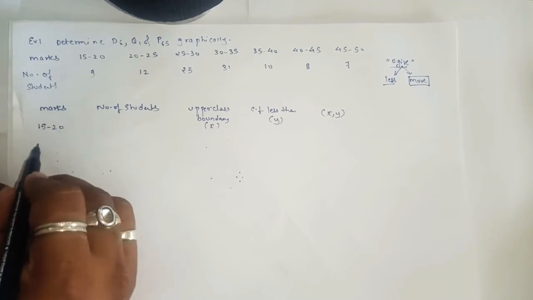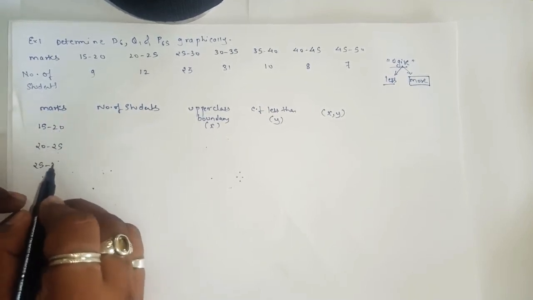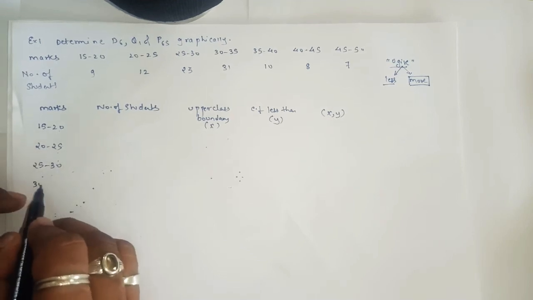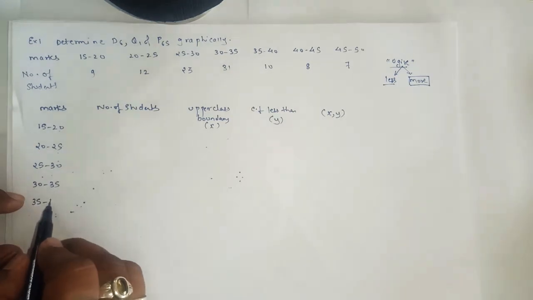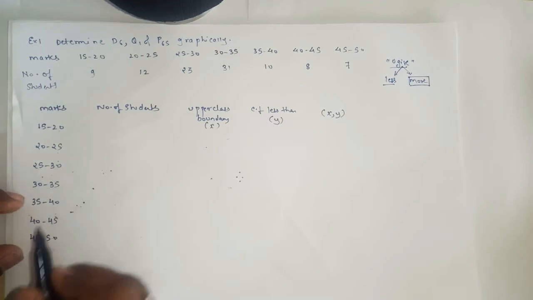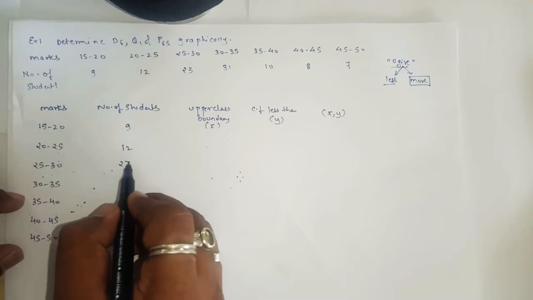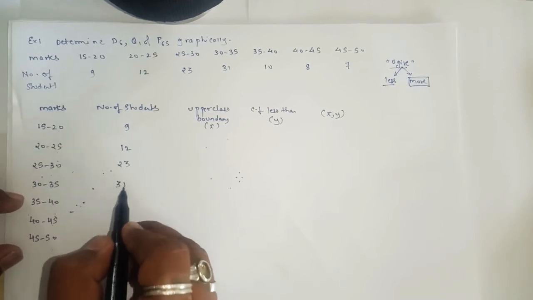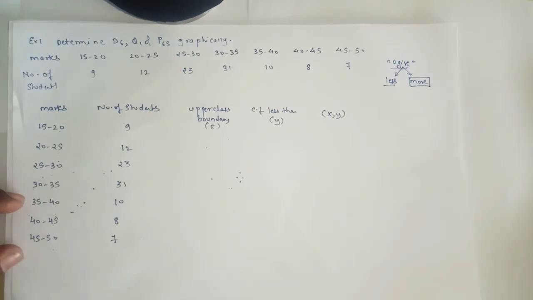15 to 20, 20 to 25, 25 to 30, 30 to 35, 35 to 40, 40 to 45, and then 45 to 50. So here we have 9, 12, 23, 31, 10, 8, 7.